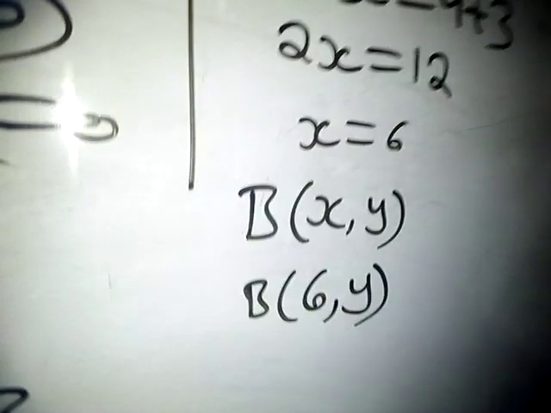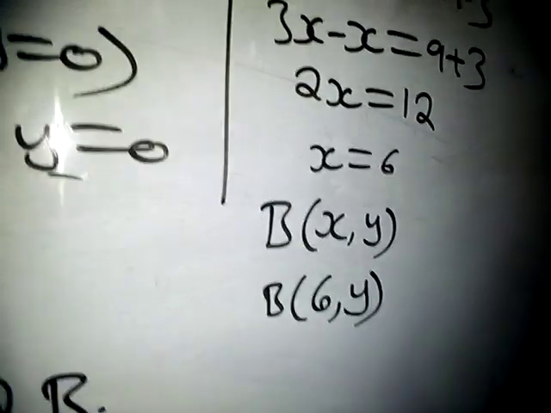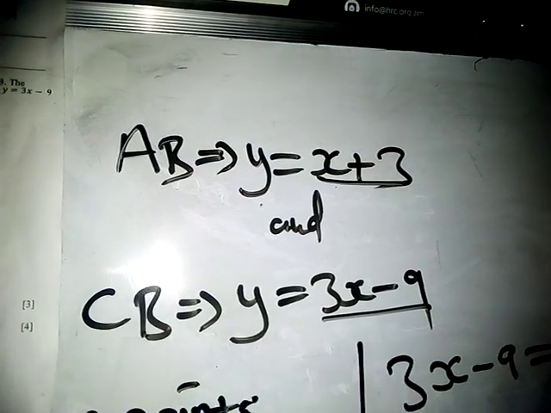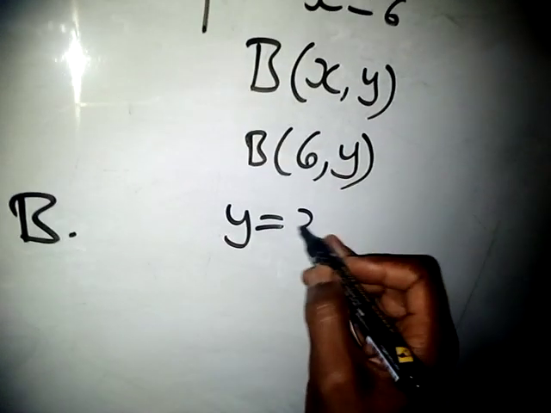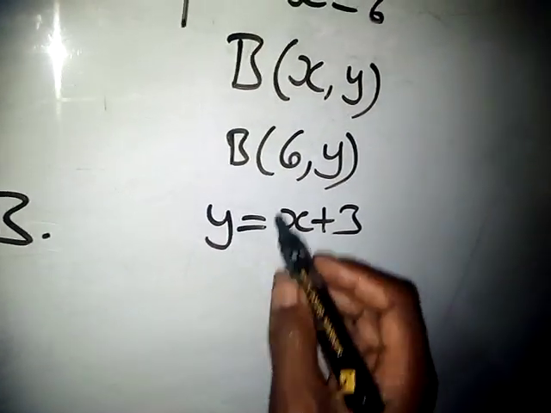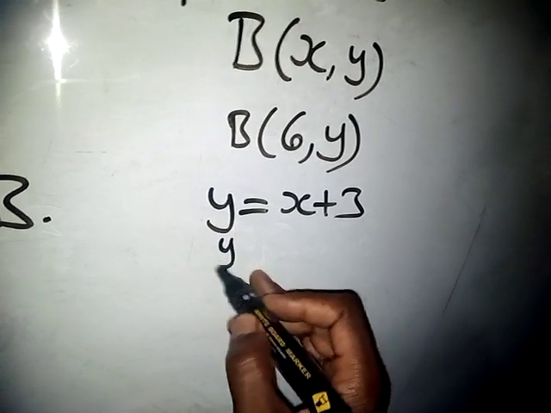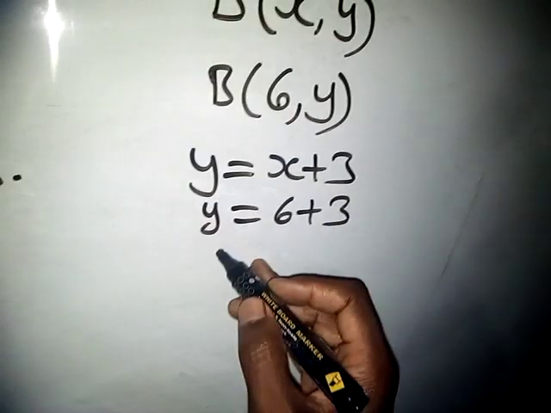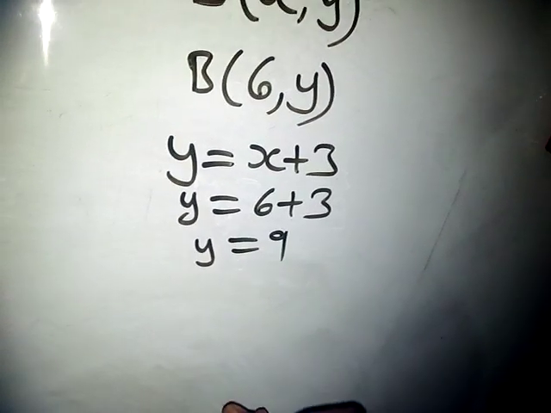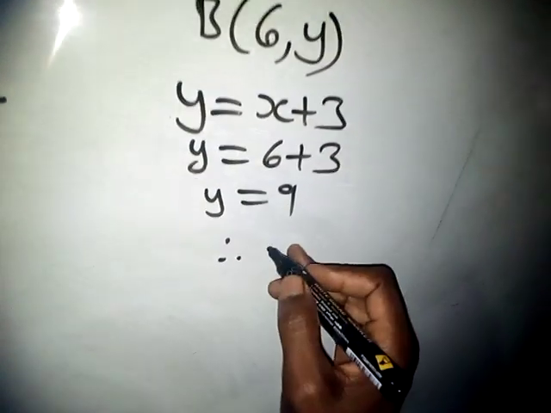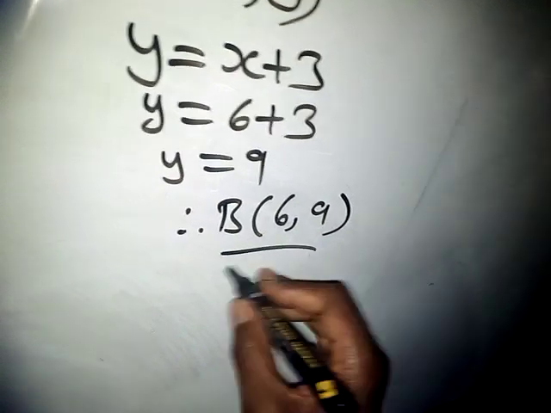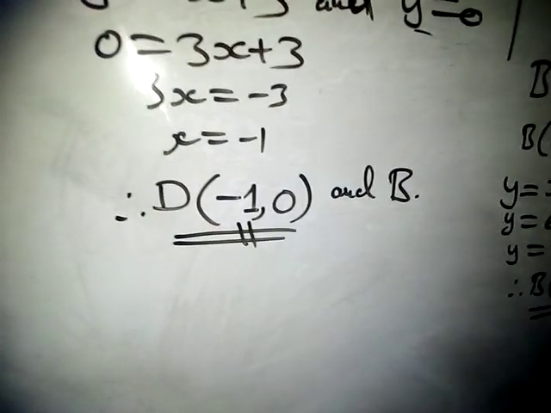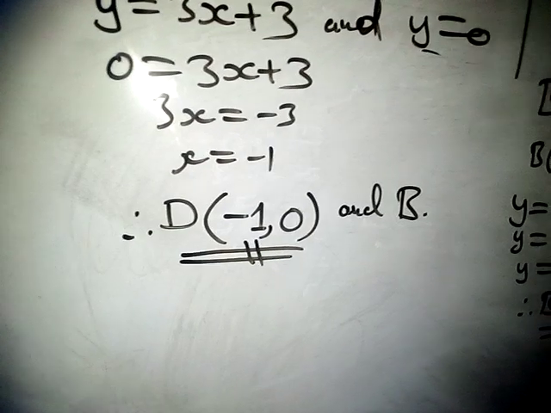Now let's shift attention and find y. To find y, you simply pick one of the two equations. You can pick the first one, y equals x plus 3. Now we know what x is. What will y be when x equals 6? y equals 6 plus 3, that's 9. Therefore, the coordinates of point B will be 6, 9. And this will be the solution. That's how you find the coordinates of points D and B.